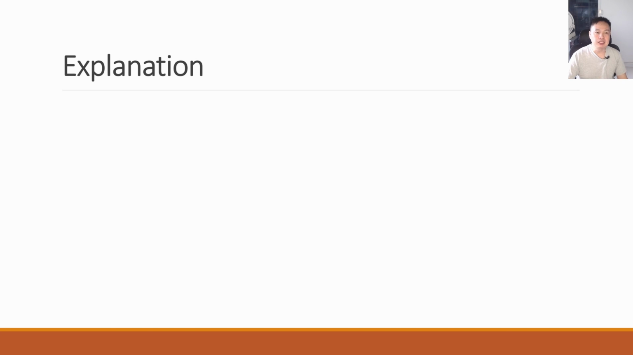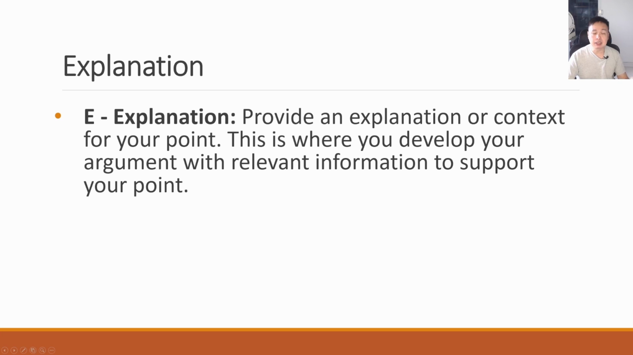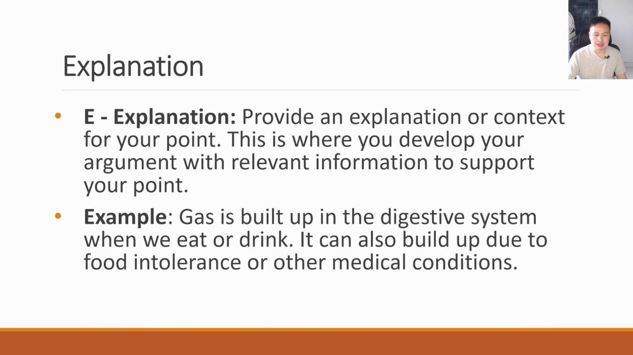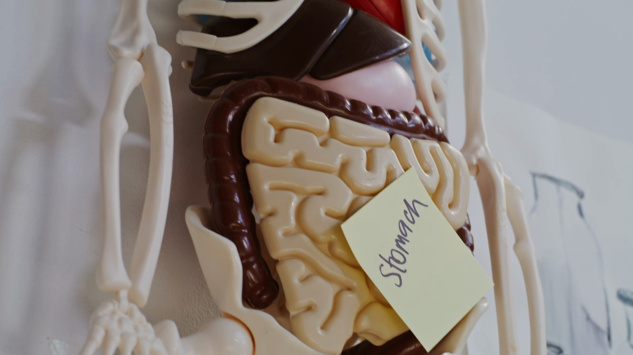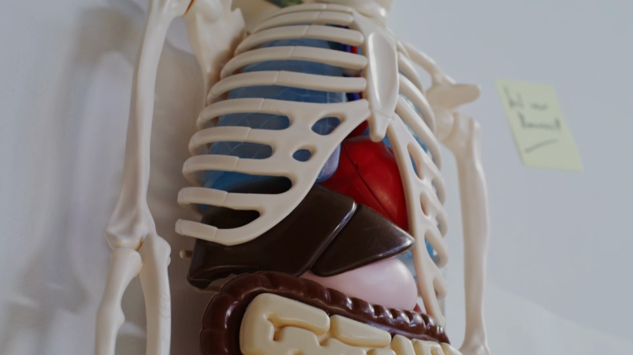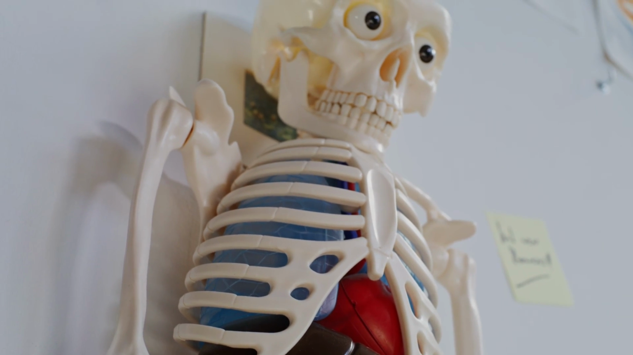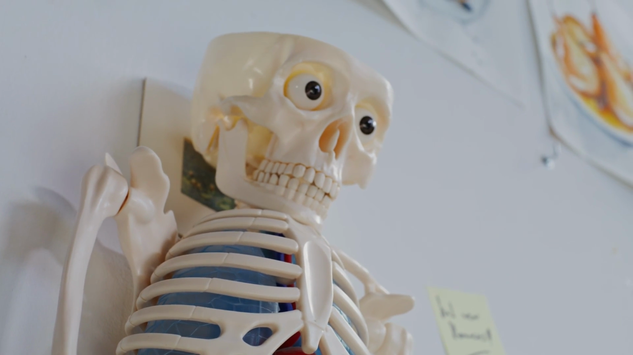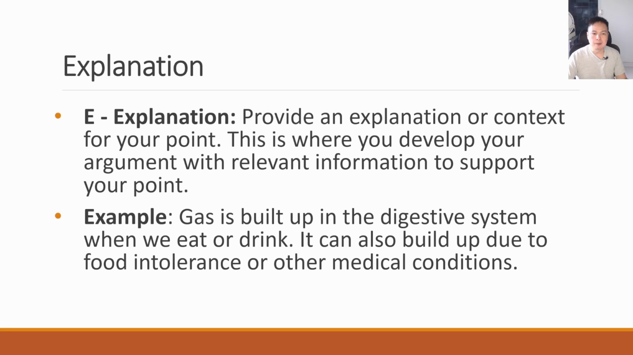Next, after your point, immediately add an explanation because sometimes the point needs further clarification. So provide an explanation or context for your point, and this is where you develop your argument with relevant information to support your point. So for example, right, you follow up by saying, gas is built up in the digestive system when we eat or drink. It can also build up due to food intolerances or other medical conditions. Okay, so now the reader knows more about what you're trying to say. Okay, you are conveying the message very clearly.